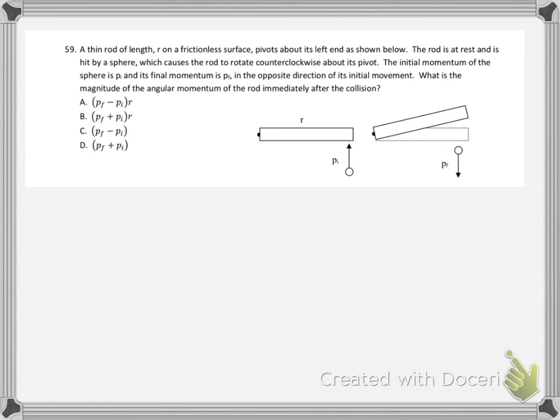Number 59, a thin rod of length r on a frictionless surface pivots about its left end as shown below. The rod is at rest and is hit by a sphere, which causes the rod to rotate counterclockwise about its pivot. The initial momentum of the sphere is p sub i, and the final momentum is p sub f in the opposite direction of its initial movement. What's the magnitude of the angular momentum?